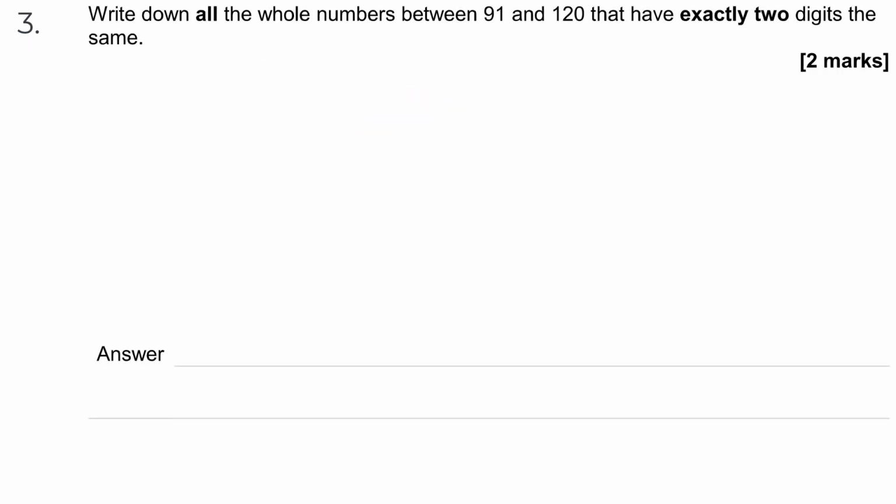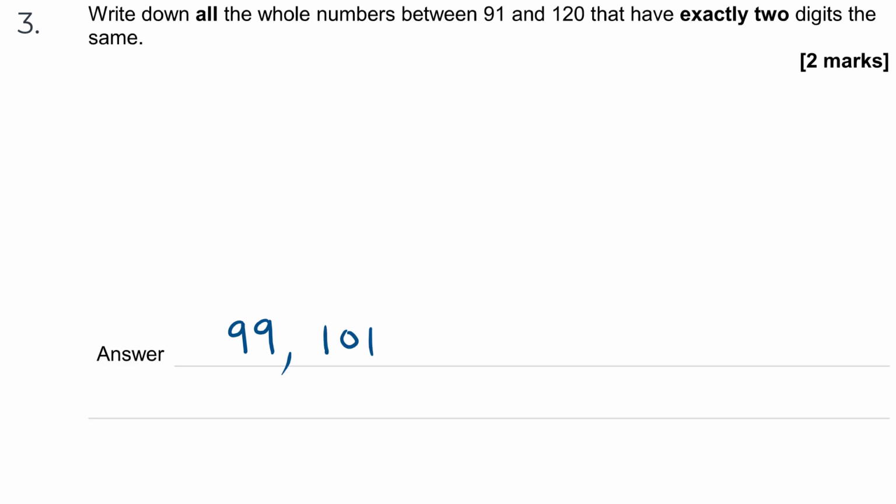Write down all the whole numbers between 91 and 120 that have exactly 2 digits the same. Okay, so 2 digits the same. Well, 91 to 99 are 2-digit numbers, so both have to be exactly the same. And the only one there is 99. Once we get to 100, we move to 3 digits. So exactly 2 the same.